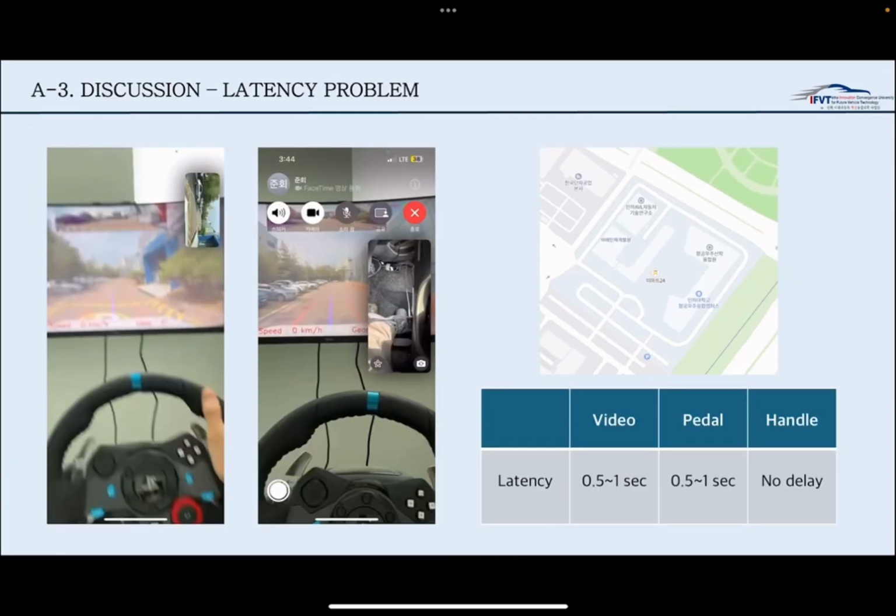Lastly, we had a latency test in Songdo campus. Video streaming, brake, and accelerator responses showed 0.5 to 1 second delay, and steering wheel response was nearly instant. In our project's next phase, we aim to reduce latency.